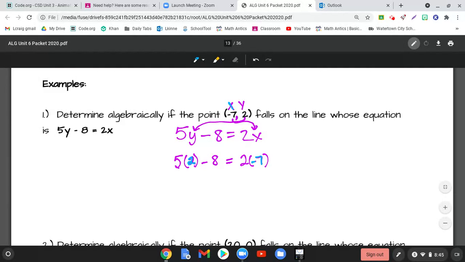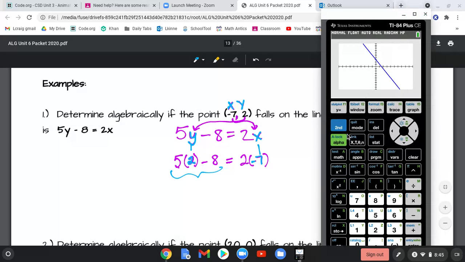So again, it does help if you write x and y over these so you know, okay, wherever I see an x, I put my negative 7 in. Wherever I see a y, I put 2 in. Okay? So now I can easily figure this out. 10 minus 8 is 2. If you're not sure, quickly use your calculator.